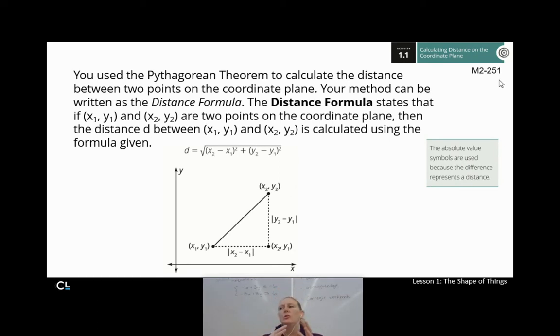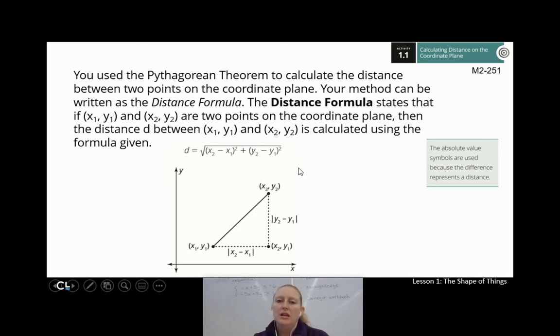So you use the Pythagorean theorem to calculate the distance between 2 points, right? You use the Pythagorean theorem to find the length of c, but you find the length of that side. So we can push this a step further to find any 2 points on the coordinate plane. And this method is written as the distance formula. So the distance formula states that if x1, y1 and x2, y2 are 2 points on the coordinate plane, then the distance between them is calculated using this formula right here.